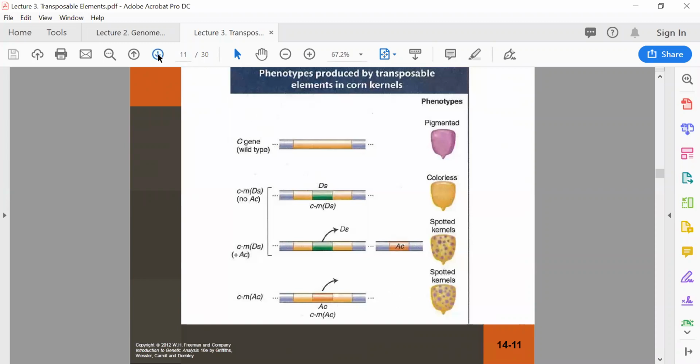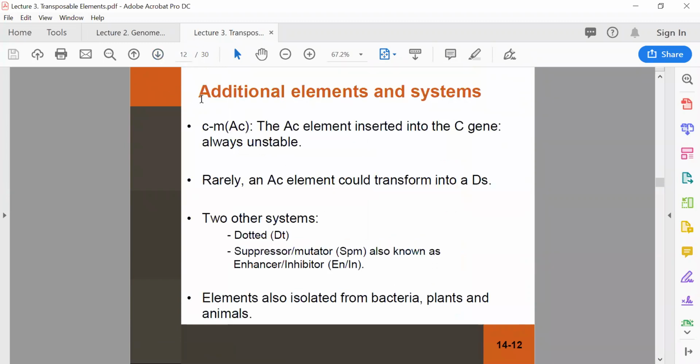Okay, so that's our phenotypes. All right, and that's explained for you here. So in the Cm Ac, which was the last example that we looked at, the Ac element itself was inserted into the C gene, and this was always unstable. They also found that rarely an Ac element could transform into a Ds element, just to confuse us completely.